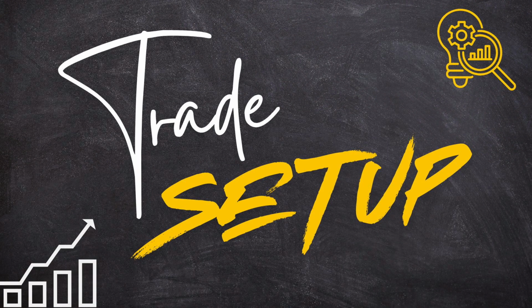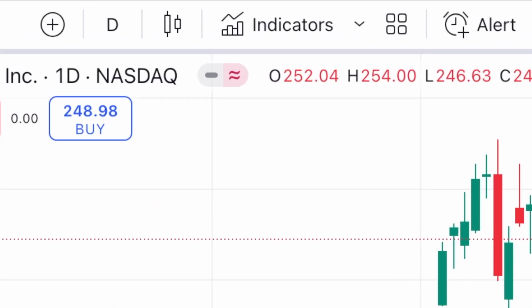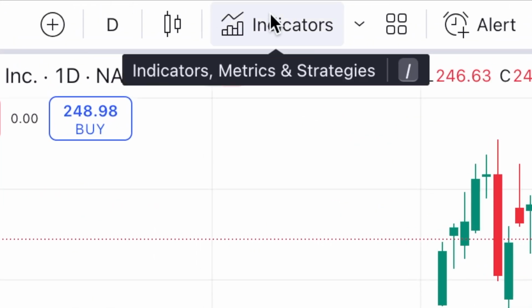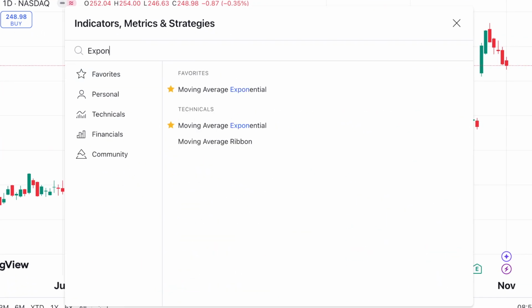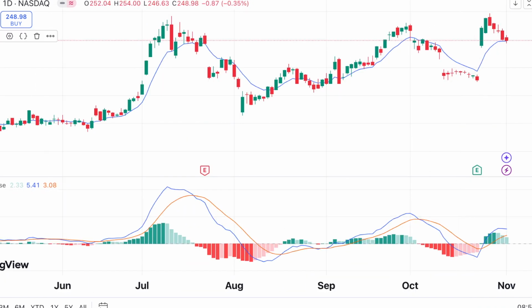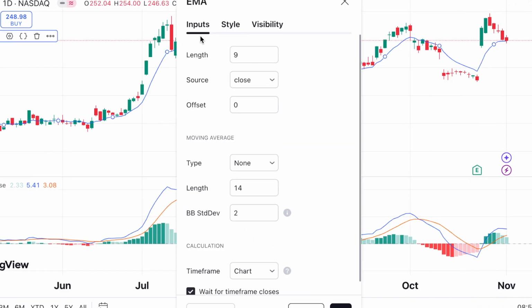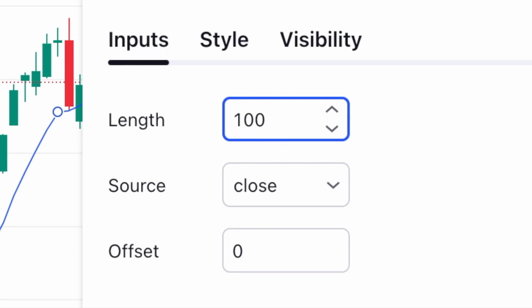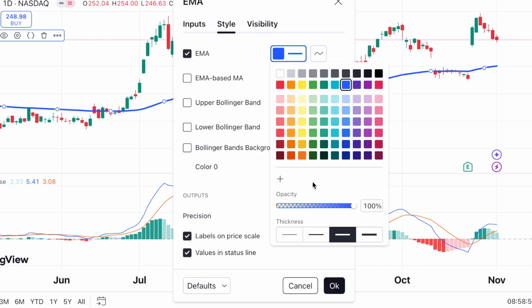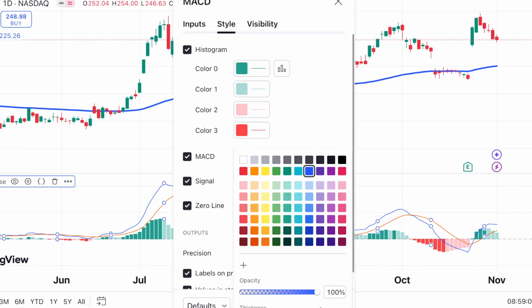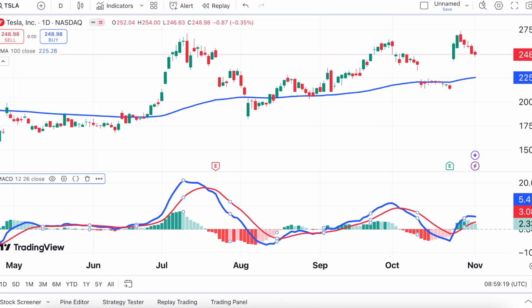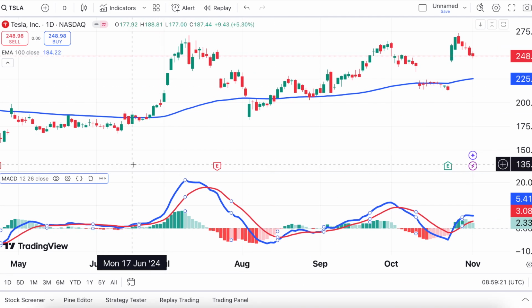Now let's quickly set it up on our trading screen. Click on the Indicators tab and add both the EMA and MACD indicators to your chart. For the EMA, adjust the length to a 100-period moving average, which is to align with our strategy. Then tweak the colors of both the indicators to make them more visually distinct and easier to track. Now the setup is complete and our screen is ready to use these indicators together.